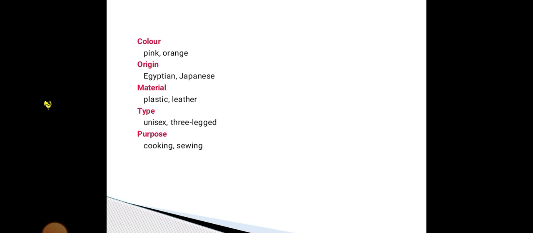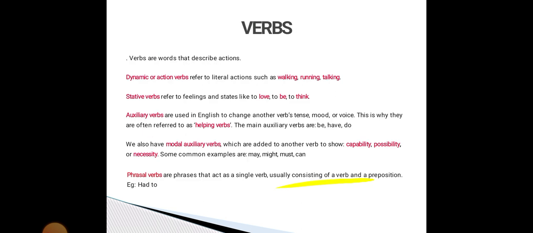Next we can see about verbs. What is a verb? Verbs are words that describe actions. Listen to me, say, write what you hear, learn to speak. In this sentence, write, hear, learn, speak are called verbs. These were all examples of verbs. Verbs are words that describe actions.